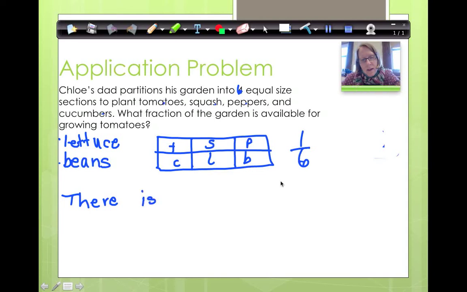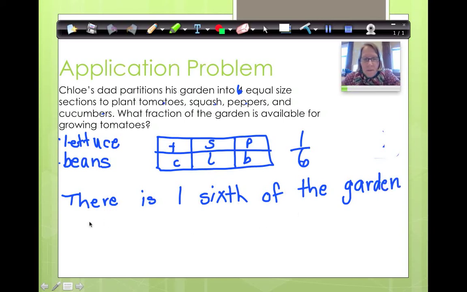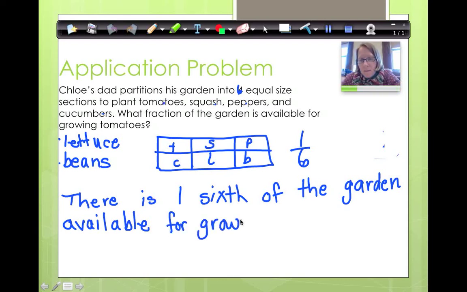1/6 of the garden available. Spell it correctly because it's right above. There is 1/6 of the garden available for growing tomatoes. Goodness, I can't wait to start planting tomatoes too. All right, now let's move on.